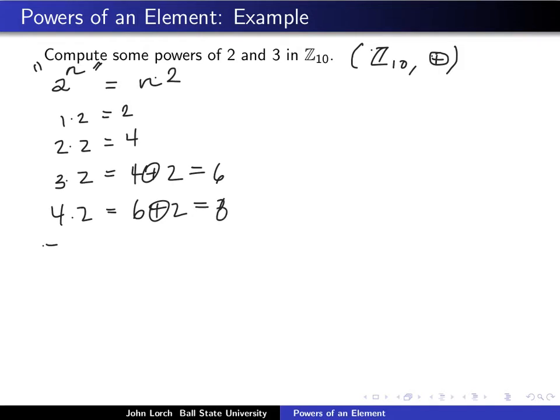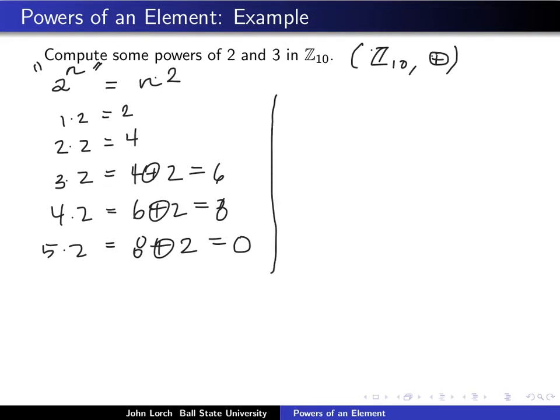And then finally, something different happens. We get 5 times 2, which is 4 times 2, or 8, plus another 2. Now in Z10, 8 plus 2 is going to be equal to 0, which is our identity, and then our powers of 2 repeat from there. So the only powers of 2, or rather multiples of 2 in this additive group are 0, 2, 4, 6, and 8.